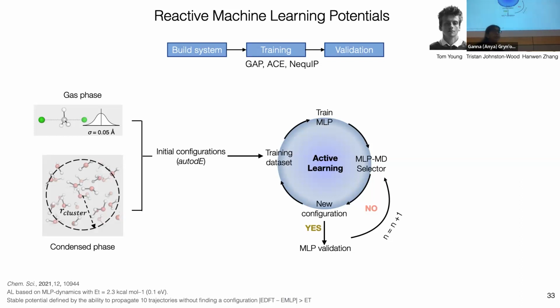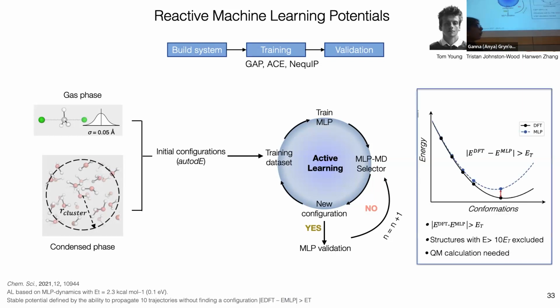We have introduced now condensed phase calculations, and we can also introduce that information in our active learning loop. When we do the active learning, a key step is to select the configuration. Will we keep this configuration or not? And that has been a game changer, and work that Hanwen has been doing in our group.